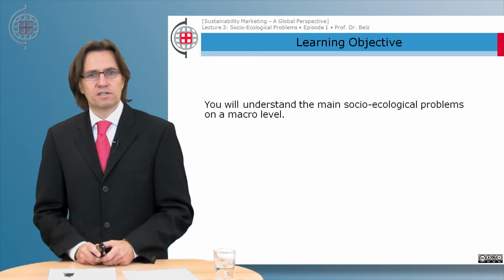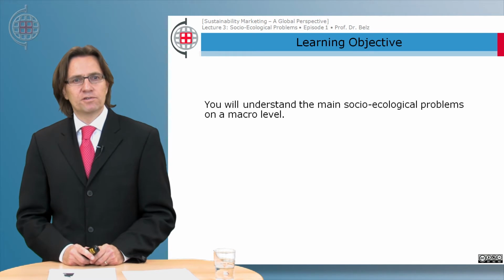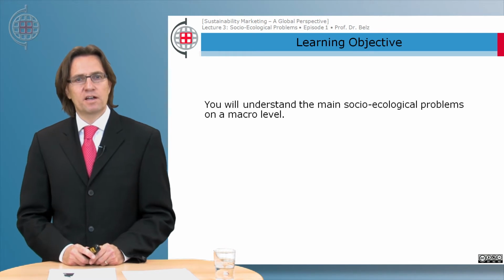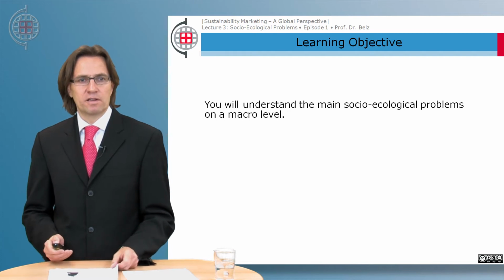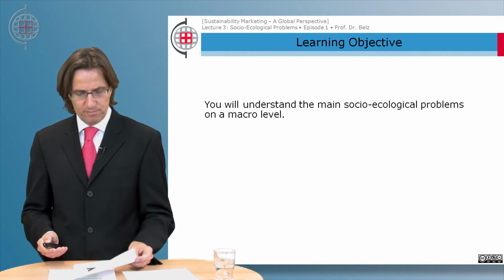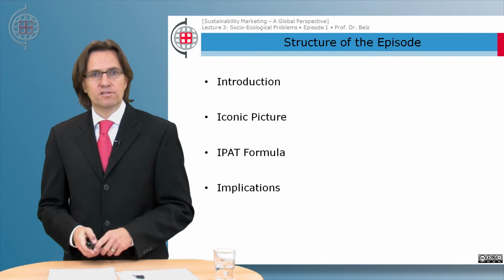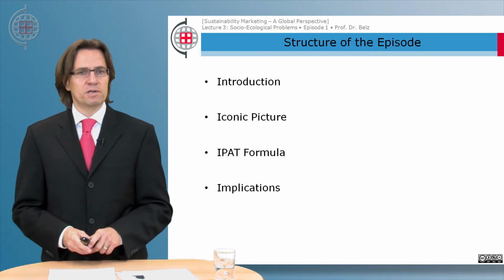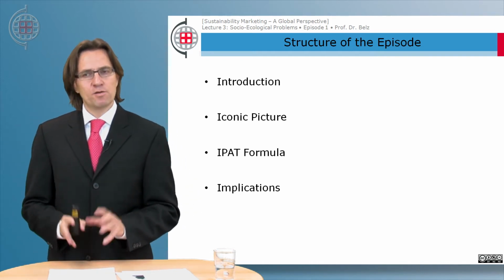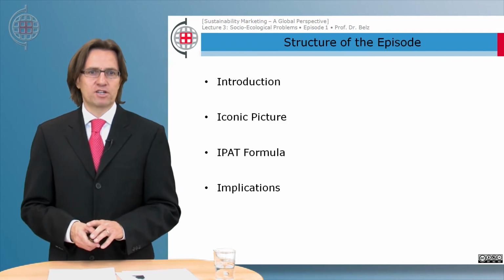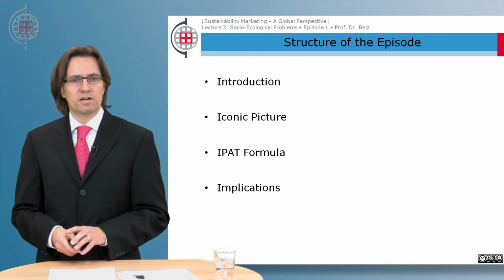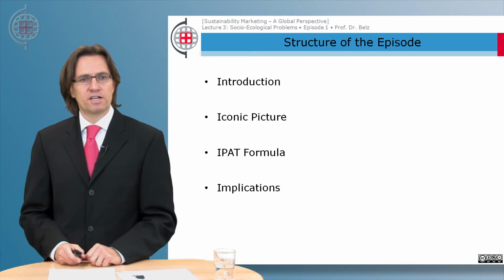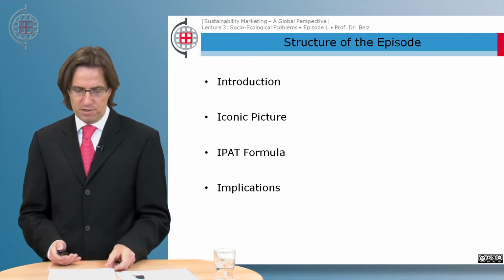The learning objective for this episode is that you will understand the main social and ecological problems on the macro level. It is structured as follows. First, we will introduce the topic, then we will show an iconic picture and introduce the IPAT formula, and finally the implications from the IPAT formula.